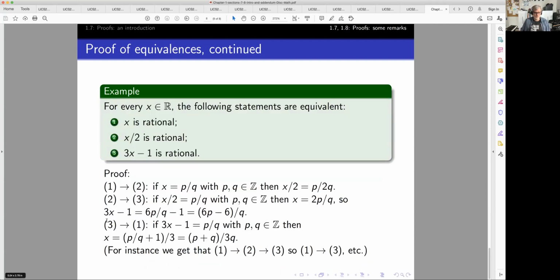So here's an example. It's unfortunately a bit tough to read, so I'm going to switch back to my black whiteboard to do this. I'll just write it out here. So, not a theorem, just an example: prove that the following are equivalent. 1, for every x in R, x is rational. 2, x over 2 is rational, and 3, 3x minus 1 is rational. Okay, so I'm going to switch back.